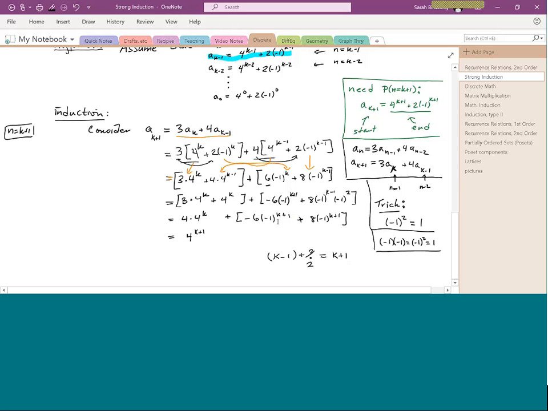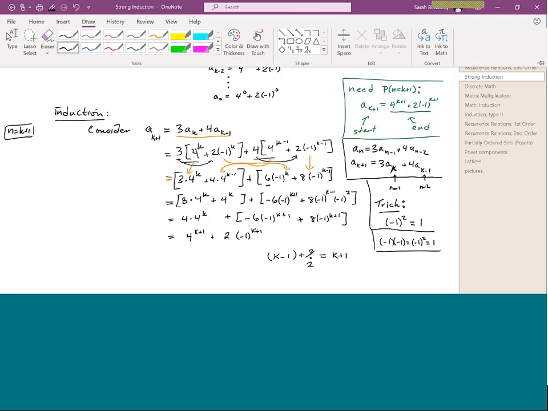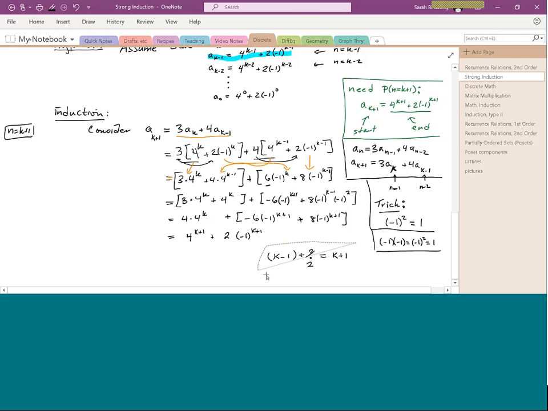So notice what we have right here. We now have negative 1 raised to the k plus 1 in both of these two spots. So that means we're going to be able to combine like terms. Here we have negative 6 of them, and here we have positive 8 of them. So you add them together, and you'll have the same negative 1 raised to the k plus 1. And with the negative 6 and the positive 8 combined, you'll get the positive 2 out front. Okay? Now go ahead and move this scratch work over to the side and box it.